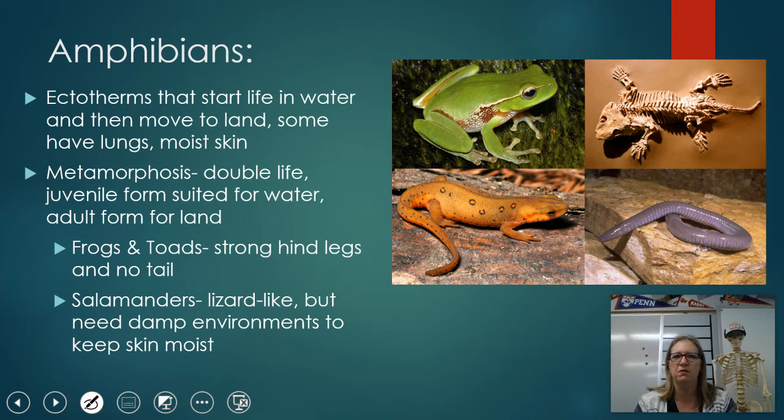The main groups of amphibians are the frogs and the toads. And their main characteristics are those strong hind legs that allow them to jump places. And salamanders. Salamanders are kind of a wet version of a lizard. Their skin is very moist, and they need to live near water just because they need a very wet environment to keep their skin wet.